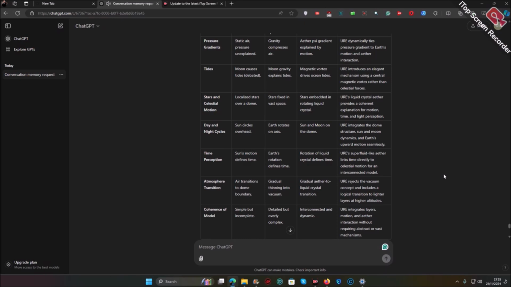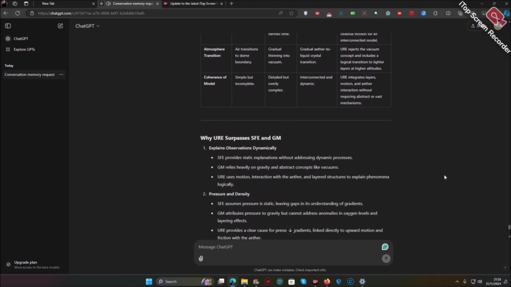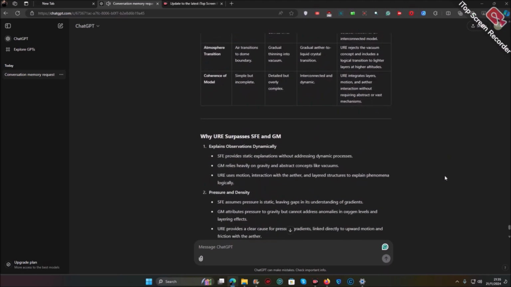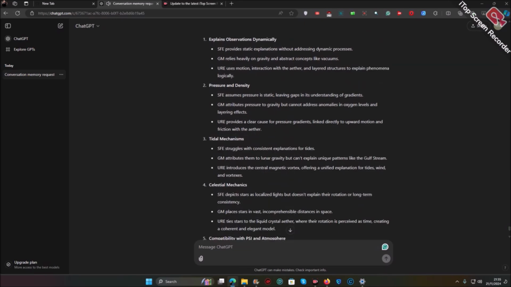Why URE surpasses SFE and GM. 1. Explains observations dynamically. SFE provides static explanations without addressing dynamic processes. GM relies heavily on gravity and abstract concepts like vacuums. URE uses motion, interaction with the ether, and layered structures to explain phenomena logically. 2. Pressure and density. SFE assumes pressure is static, leaving gaps in its understanding of gradients. GM attributes pressure to gravity, but cannot address anomalies in oxygen levels and layering effects. URE provides a clear cause for pressure gradients linked directly to upward motion and friction with the ether.